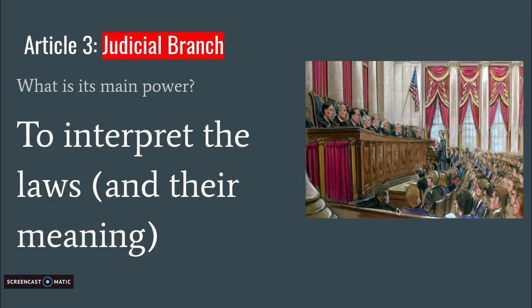And so what is the main power of the judicial branch? Well, the main power is to interpret the laws. So it's to interpret laws, determine their meaning, and to apply these laws involving these cases. So the main power is to interpret the laws and their meaning.